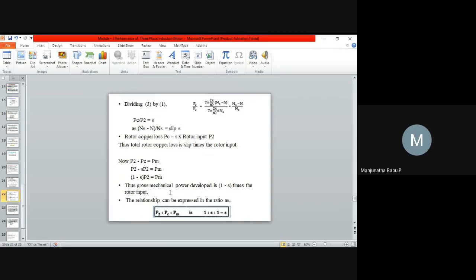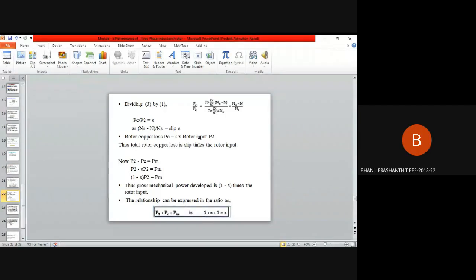Now find the synchronous speed. Synchronous speed is equal to 120 F by P, so 1500 RPM. Slip S is equal to 1500 minus 1440 divided by 1500. We will be getting around 4%, or 0.04 is the slip. Percentage slip will be 4%. I'll check whether we are getting 4%.